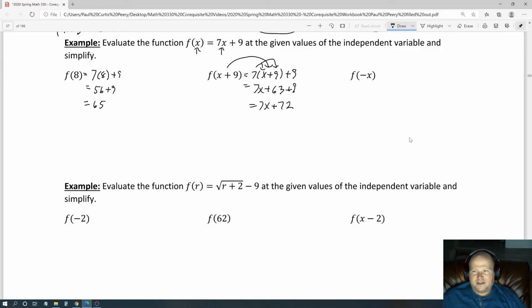Over here we have a negative x, so wherever we saw the x before, now we're plugging in the negative x plus 9. 7 times negative x is a negative 7x plus 9, and that's it.